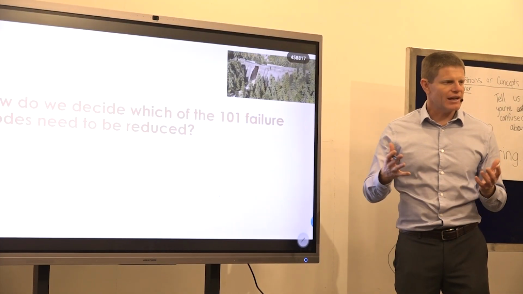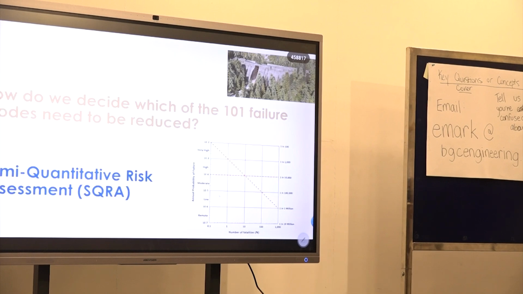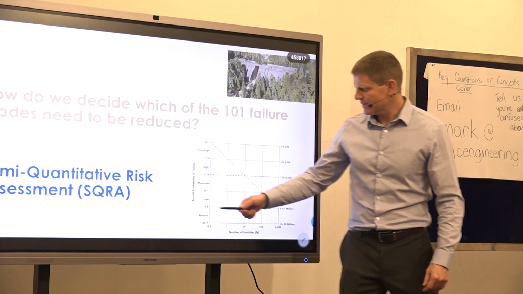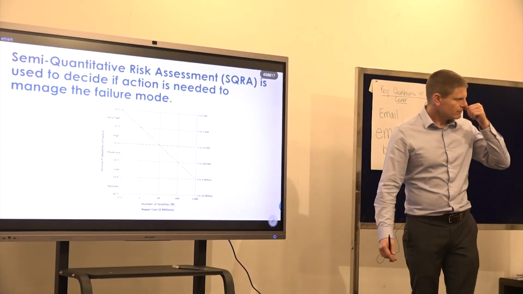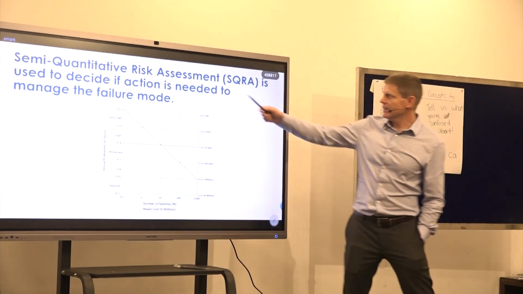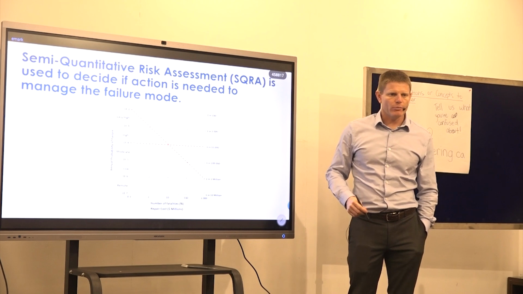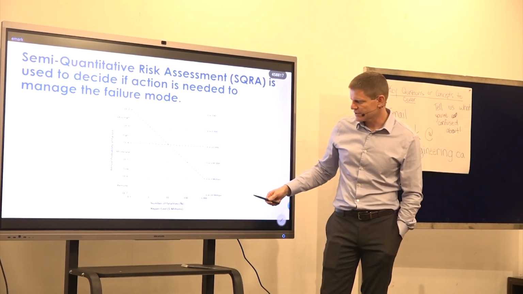How do we decide which of these actions we need to take? How do we prioritize? The method that we use is we call it semi-quantitative risk assessment. We use this method to decide if actions are needed to manage the failure mode. And we use this graph. This is a really helpful tool for us.